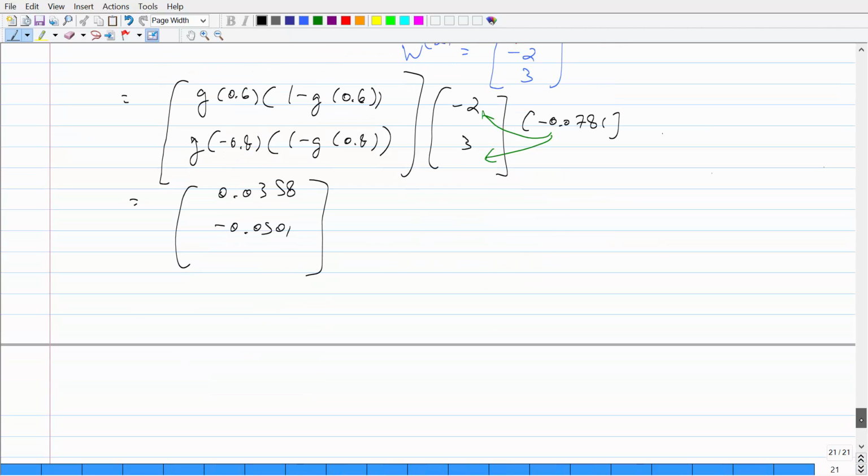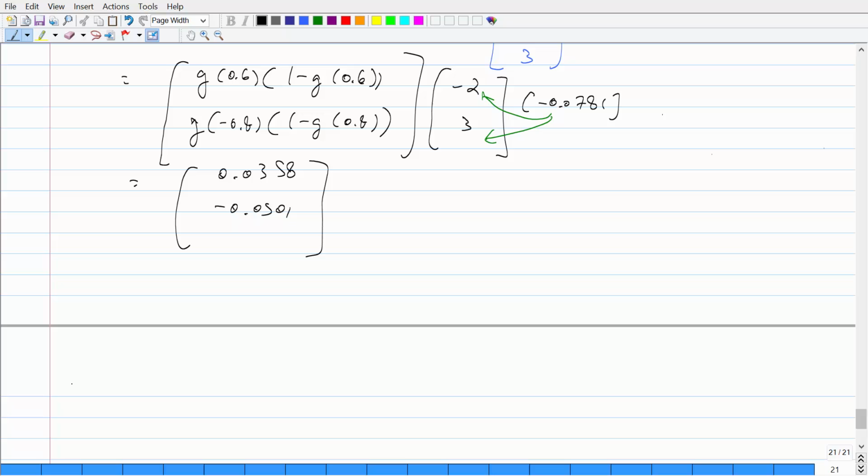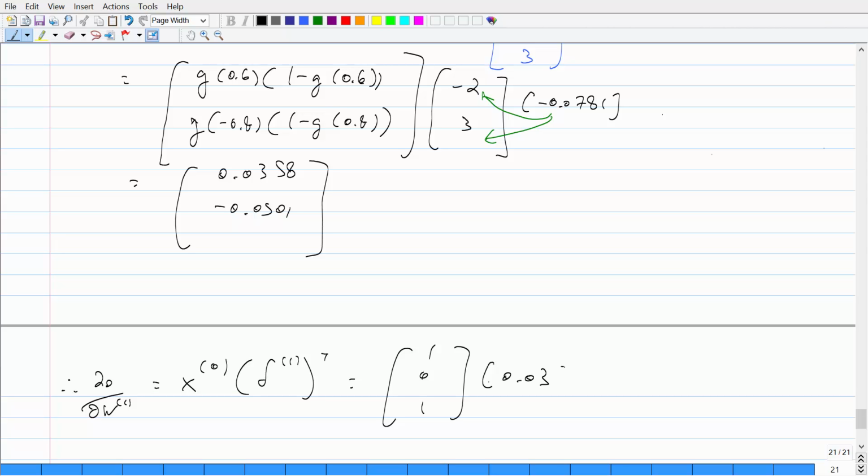Now all I need to do is compute the updates. So therefore, the first update is equal to x0 and then delta 1 transpose, which is equal to 1, 0, 1 and then 0.0358, minus 0.0501. So this is what's known as the outer product.